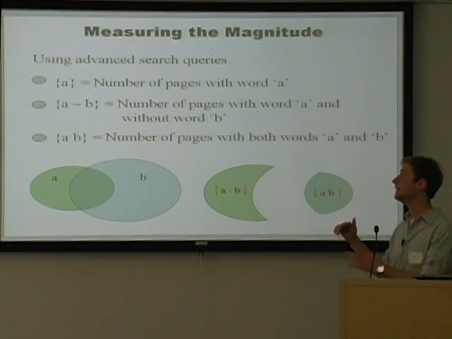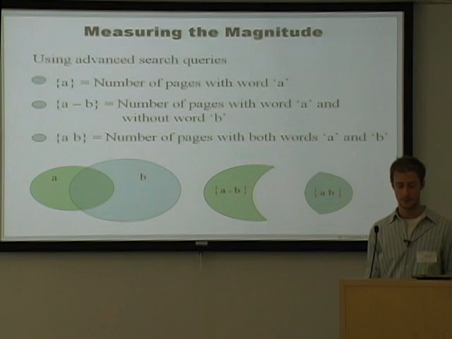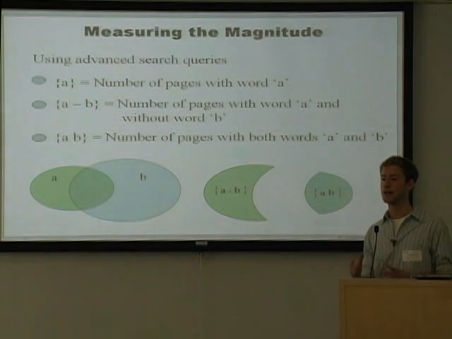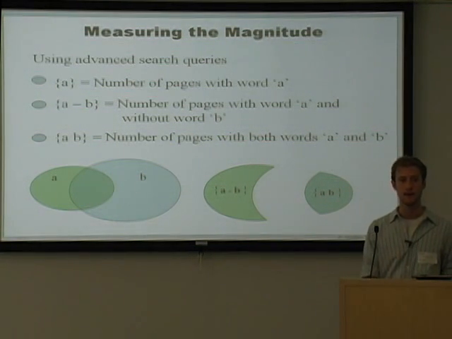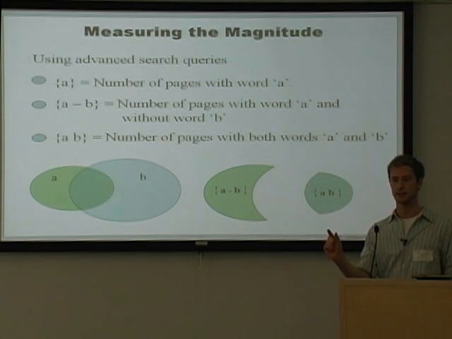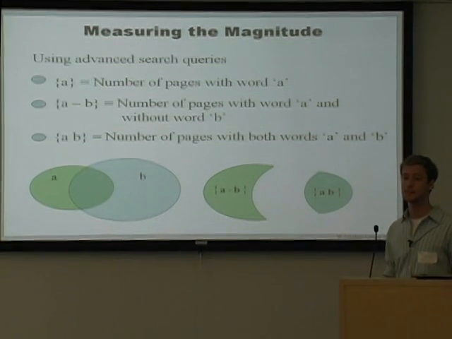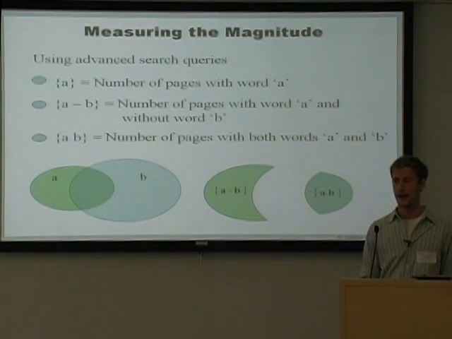Here, bracket A is defined as the number of pages with word A. Bracket A minus B is the number of pages with word A but without word B, which you can find simply by plugging in the minus character before B in the Google search. It'll give you that number. And bracket A space B is the number of pages with both words A and B.